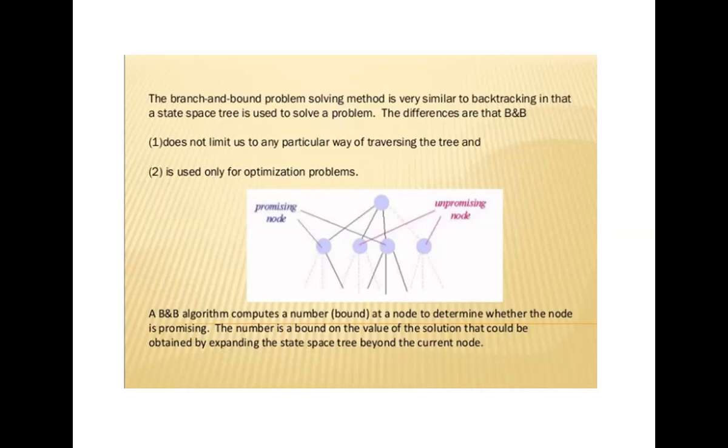So this BNB means branch and bound. It was first proposed by A. H. Land and A. G. Doig in 1960 for discrete programming. Branch and bound is an algorithm design paradigm for discrete and combinatorial optimization problems, as well as general real valued problems.